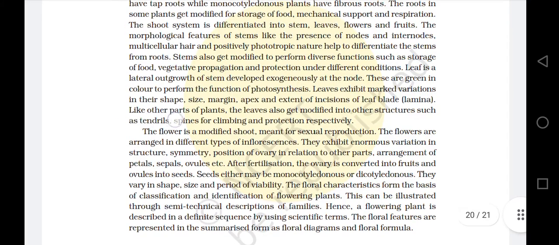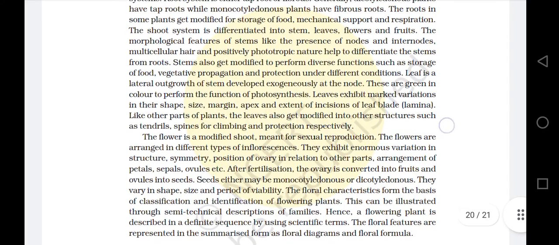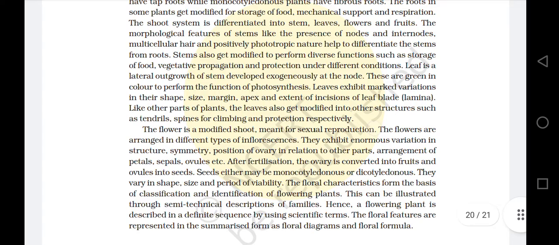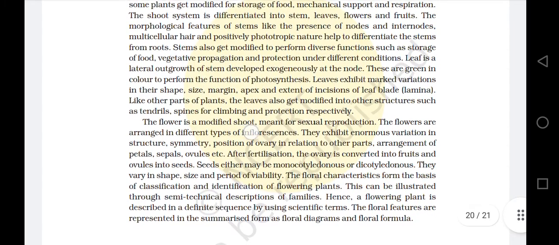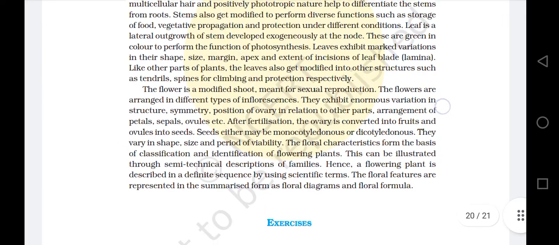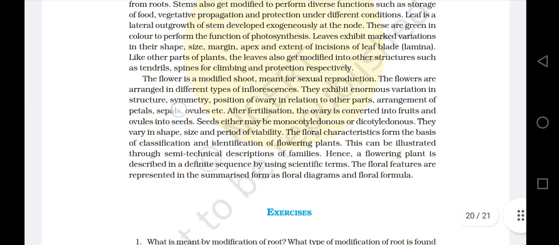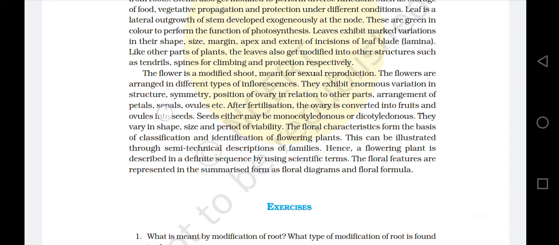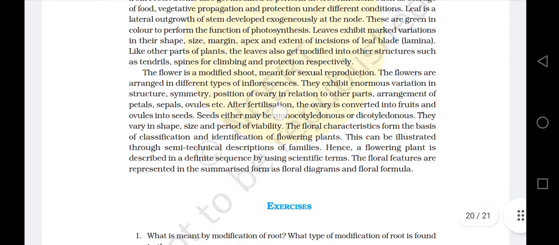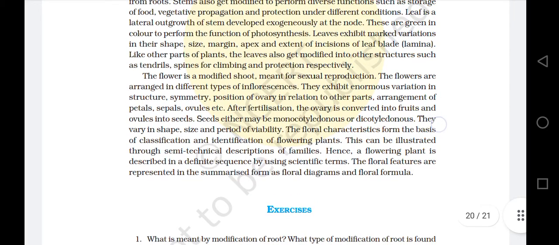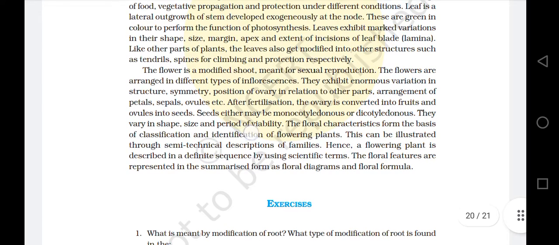Like other parts of plants, the leaves also get modified into other structures such as tendrils and spines for climbing and protection, respectively. The flower is a modified shoot meant for sexual reproduction. The flowers are arranged in different types of inflorescence. They exhibit enormous variation in structure, symmetry, position of ovary in relation to other parts, arrangement of petals, sepals, ovules, etc. After fertilization, the ovary is converted into fruits and ovules into seeds. Seeds either may be monocotyledonous or dicotyledonous. They vary in shape, size, and period of viability.